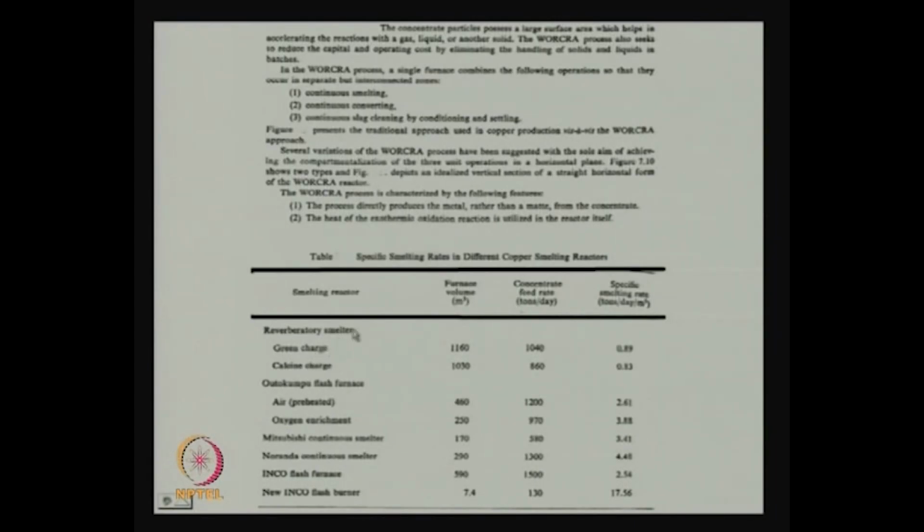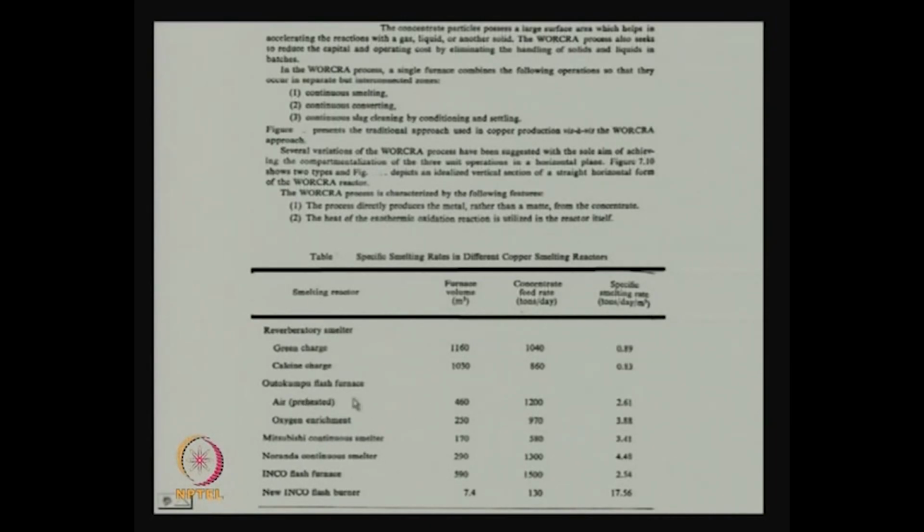There are some reverberatory furnaces where the green charge is put, meaning without drying, the concentrate is introduced, and in some it is first calcined, meaning dried, and then introduced. Obviously, the specific melting rate will be more if you have calcined charge per furnace volume. They are more or less the same. Actually, in green charge the specific melting rate is a bit higher, because I think somewhere there is some heat generated.